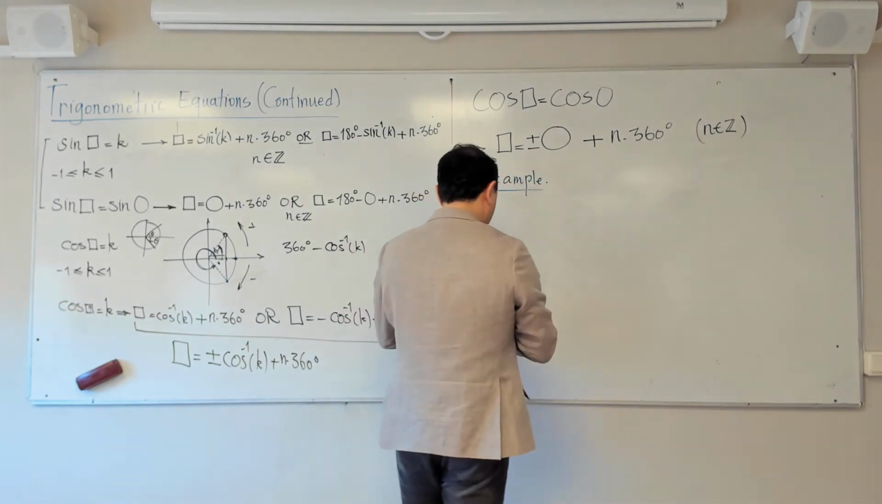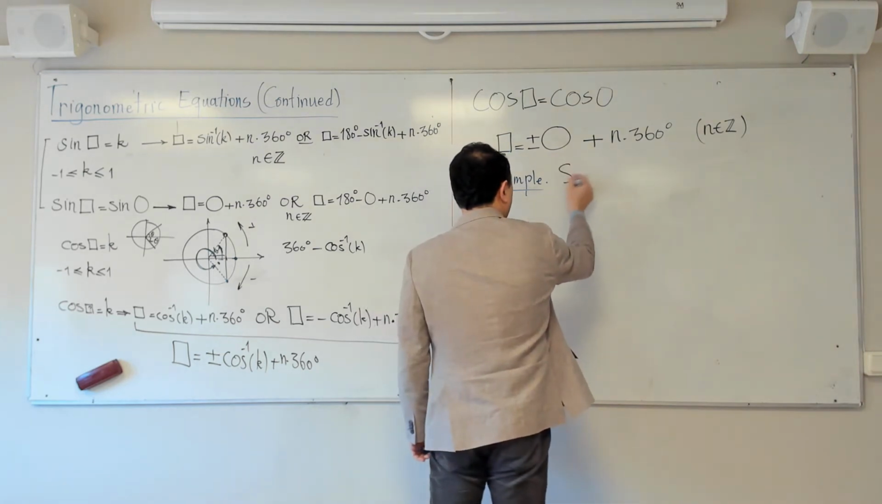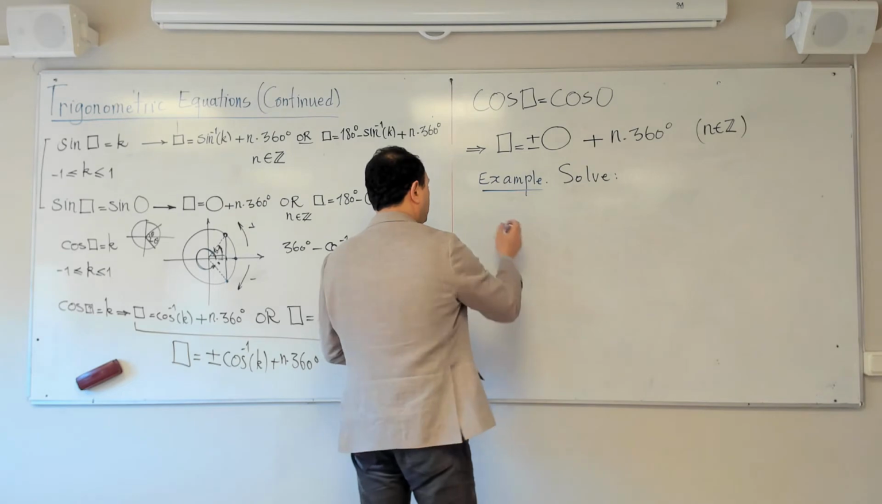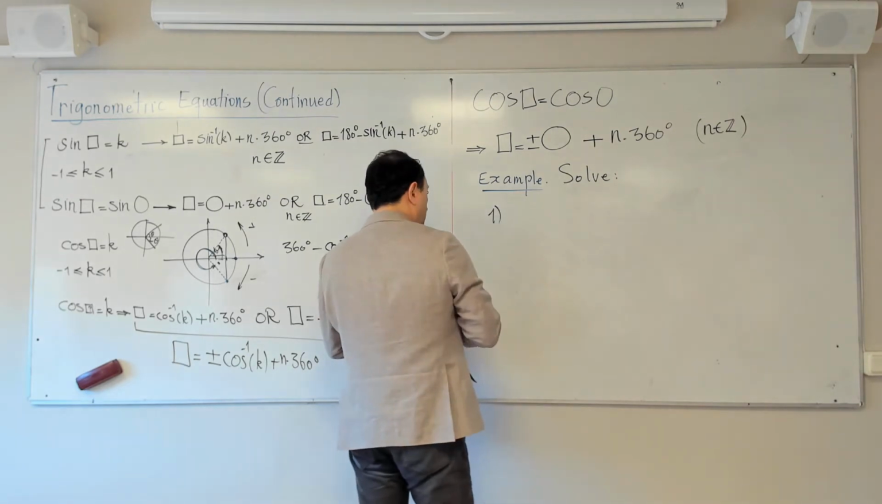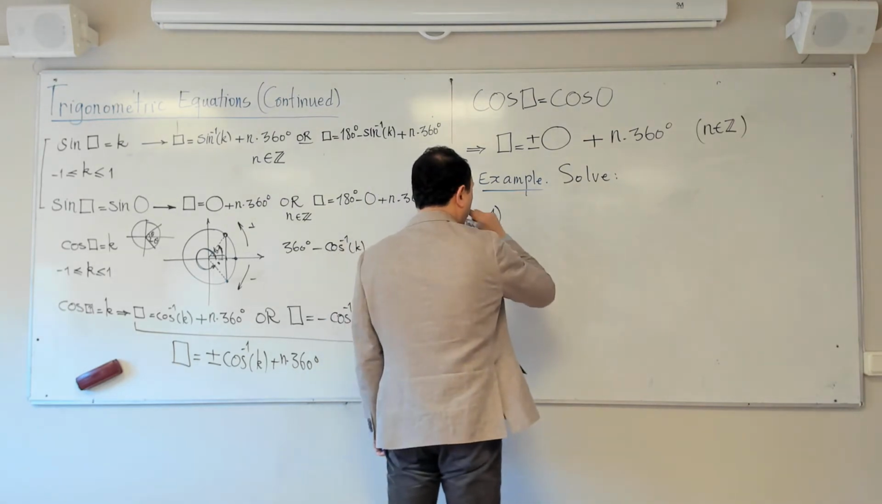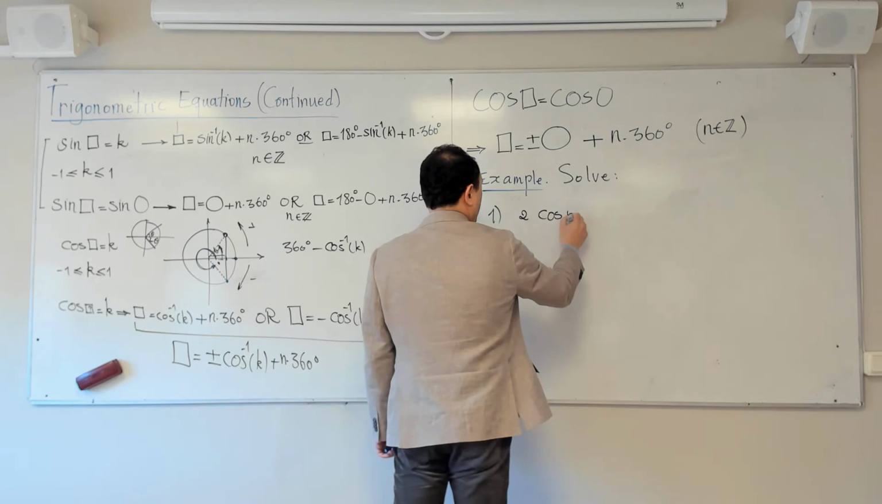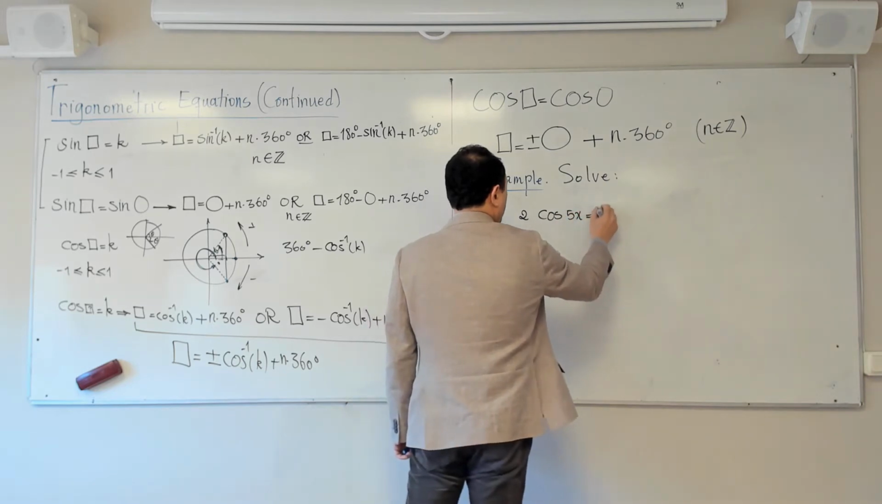So I would say solve the following equation. Let me write "solve." So number one, assume that we have, for example, 2 cosine of 5x is equal to square root of 3.